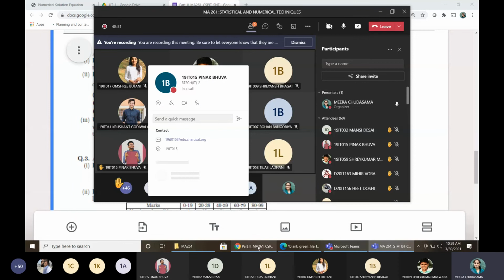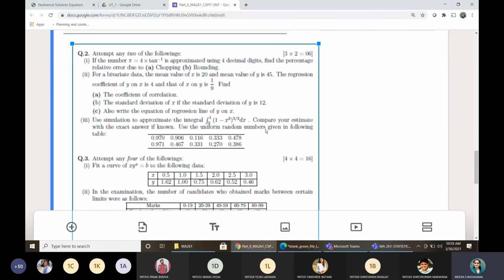Okay, fine. So the MCQ part right now I am not discussing, but I will discuss the subjective part, right? Because many of you have queries regarding the marks distribution. So yes, anyone having doubt regarding this?